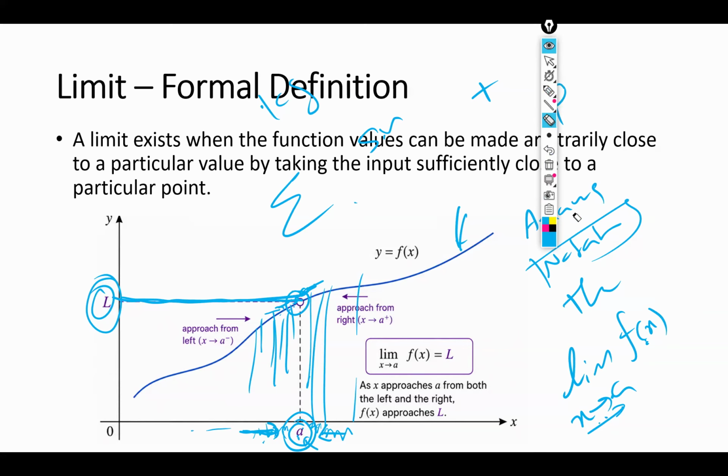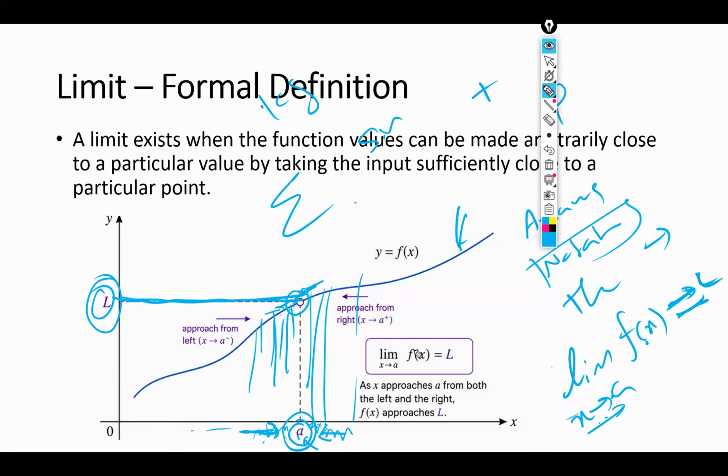Actually, my f(x) is getting closer and closer to L. But rather than saying getting closer and closer to L, because anyway we are using the word limit, we can just say equal, because we use the word limit here. Limit means reaching. So therefore again you don't need to say like that. You just say equal L. Okay, it's just a notation. Right? It's just a notation.